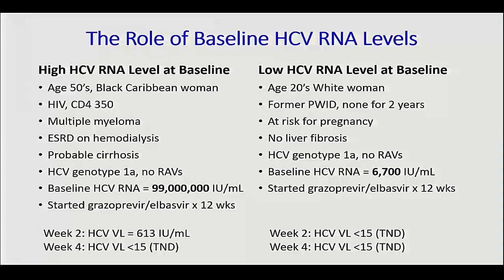The woman with the very, very high viral load, 99 billion, took a little bit longer to come down, but by week four, she was completely undetectable. The young woman with the very low viral load was, as you might expect, undetectable at week two. But the point of this is they both got the exact same management. Whether they were 99 million or 6,000 did not matter to how I managed those patients.